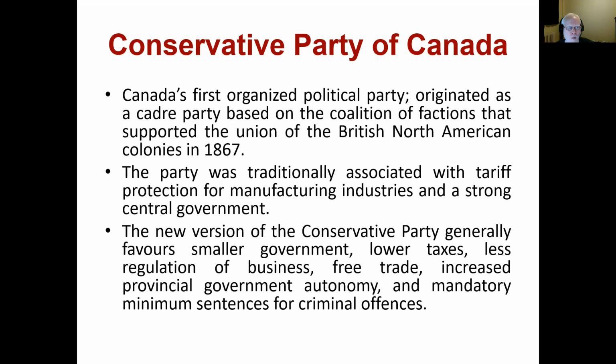So if you are aware of the Conservative Party platform nowadays, the Conservative Party would typically now be viewed as being opposed to tariff protection, and certainly not a strong central government. So more of an ideological perspective of limited government, so more individual freedom, more economic openness, free market openness, but also often more supportive of provincial rights as well.